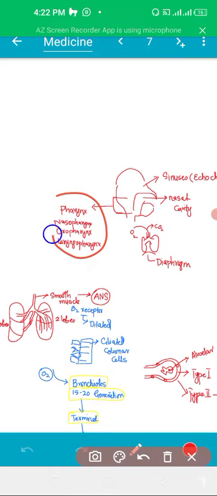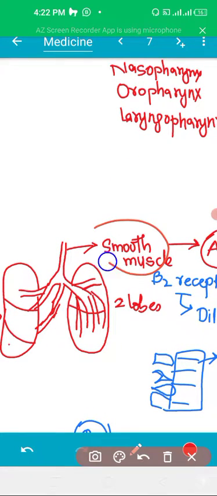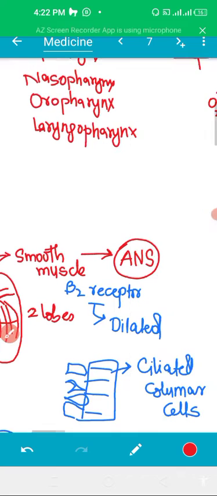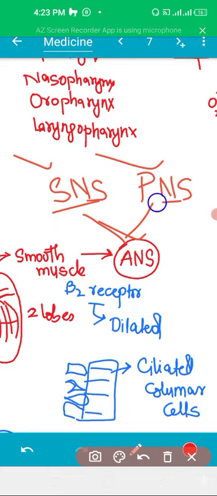In this way, the pharynx is part of the upper respiratory tract, and then comes the trachea, which has smooth muscles in it. These smooth muscles contain the ANS, meaning the autonomic nervous system. The ANS comprises two systems: the sympathetic nervous system and the parasympathetic nervous system. The sympathetic nervous system is involved in fight or flight mode, while the parasympathetic nervous system is involved in relaxation.